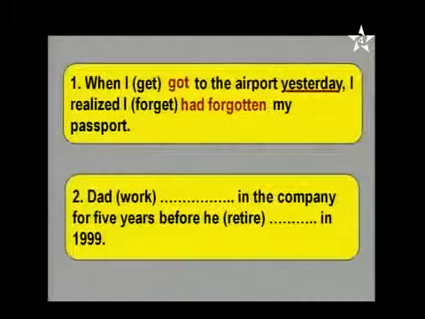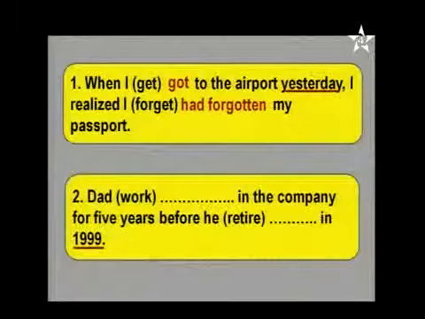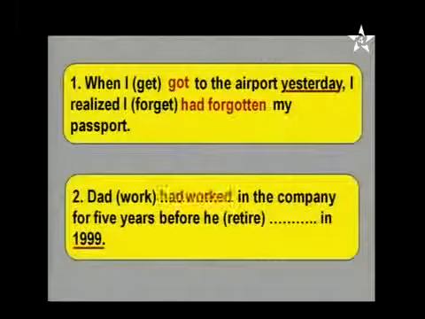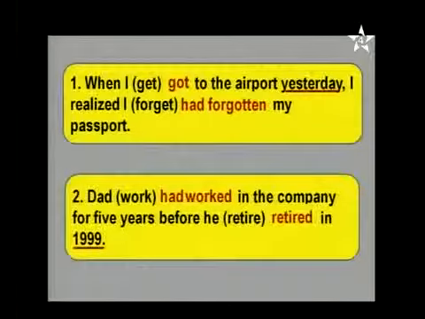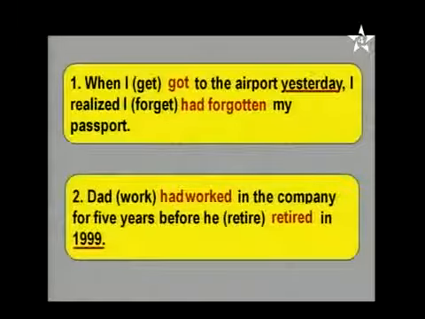Okay? Now, look at number 2. What is the time indicator in sentence number 2? Yes, 1999. So, what happened first? So, Dad, of course, had worked in the company for 5 years before he retired in 1999. You work first and then you retire second.